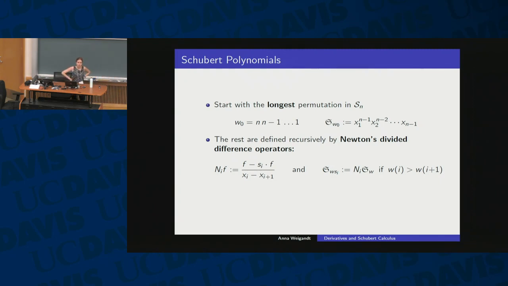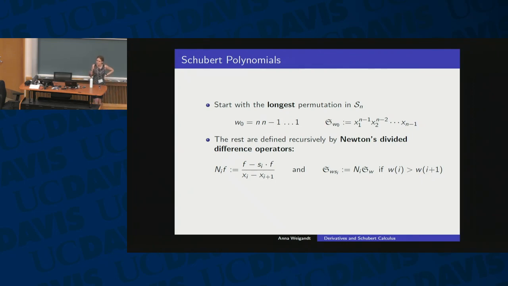We can start with the longest permutation in the symmetric group, this w_0, where things are as out of order as possible: 1 maps to n, 2 maps to n minus 1, and so on. The Schubert polynomial for the longest permutation is just this staircase monomial. Then we get the rest recursively by Newton's divided difference operators. Sometimes you'll see people writing partials for these, but there are going to be derivatives later, so I'm going to write N for Newton. The operator N_i takes a polynomial, subtracts off the copy of the polynomial where we switch x_i and x_{i+1}, and then we divide by x_i minus x_{i+1}.